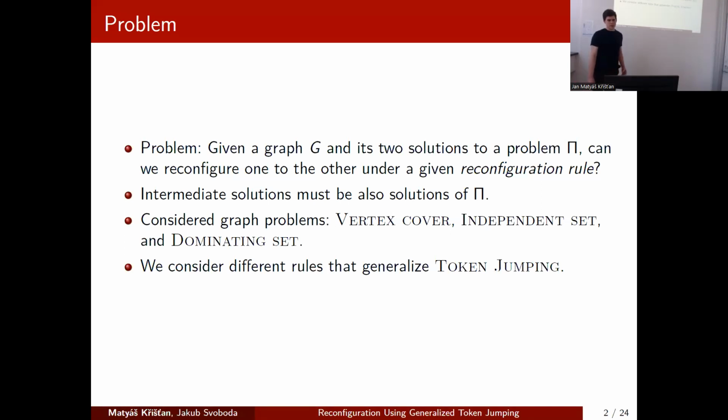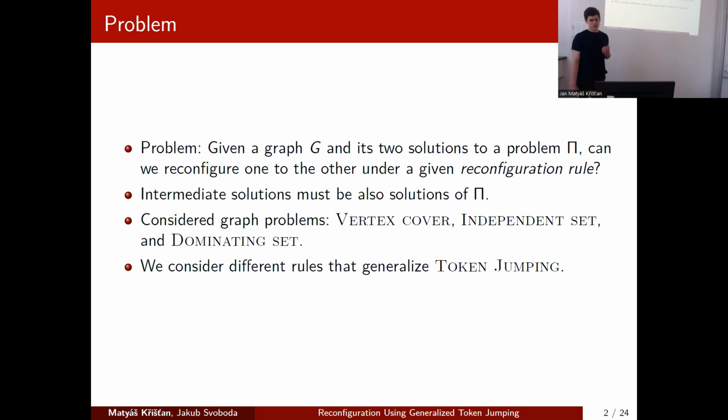So, in our problem, we are given a graph and two solutions to some graph problem, such as vertex cover, for example. And our task is to reconfigure one solution into the other. And we will be given some rule on how to change one solution, usually some small change. And all the intermediate solutions also have to be vertex covers, or solve this problem. So we will look at a few graph problems: vertex cover, independent set, and dominating set.